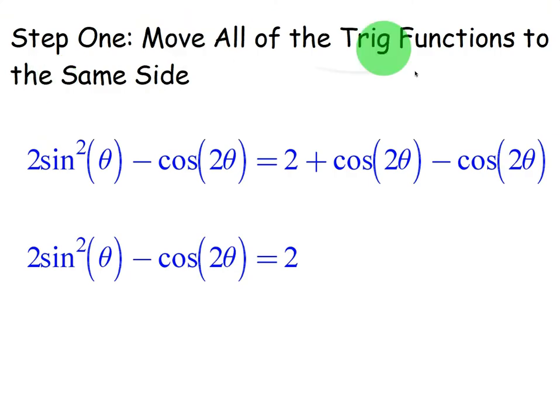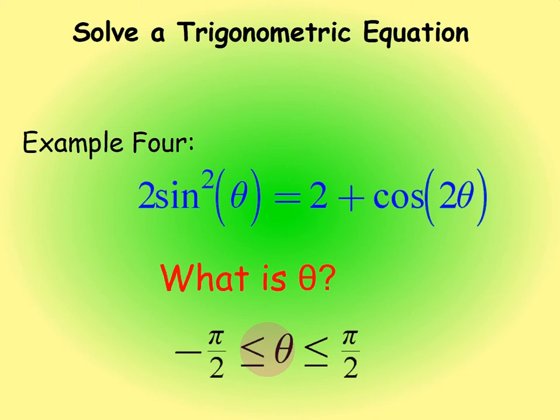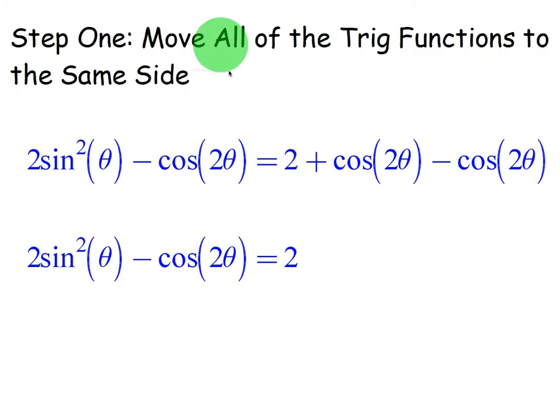Step 1 is to move all the trig functions to the same side. Again, this is the same steps we've been doing in the previous problems. We're going to subtract cosine from both sides. Now we do not need to subtract the 2 because it is not a trig function. This step says to just move all the trig functions to the same side. So I'm going to subtract cosine of 2 theta from both sides. Let me go ahead and underline that. And we are left with 2 sine squared theta minus cosine 2 theta is equal to 2.